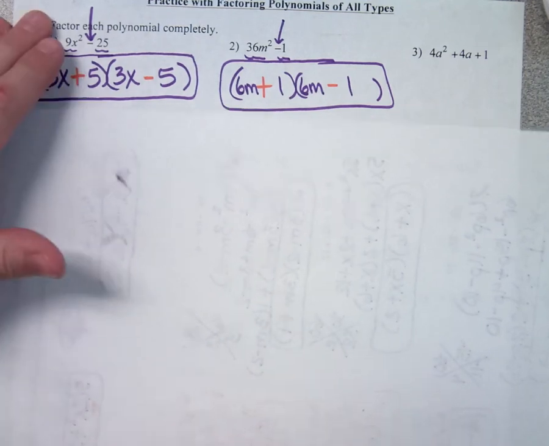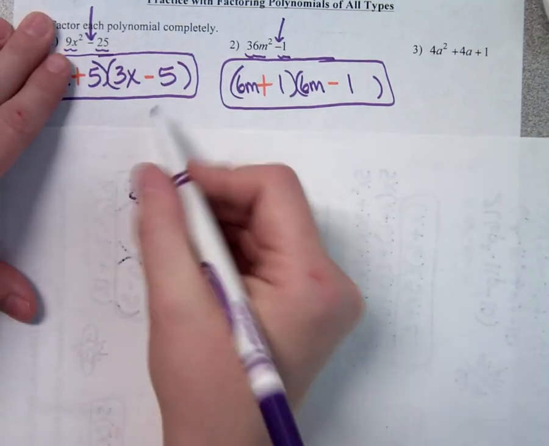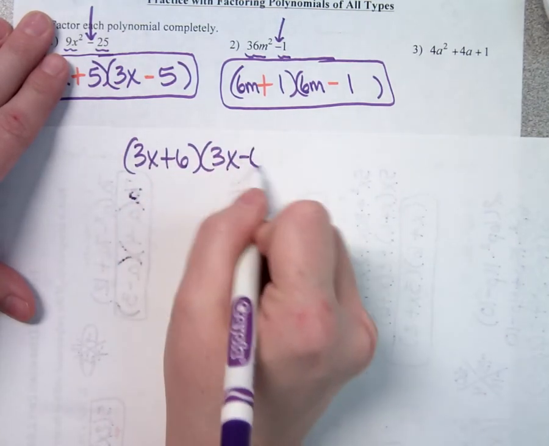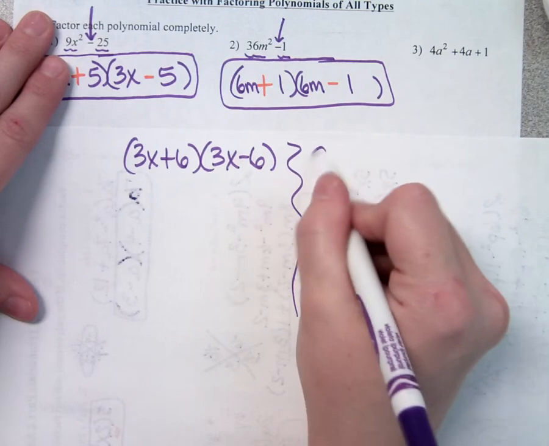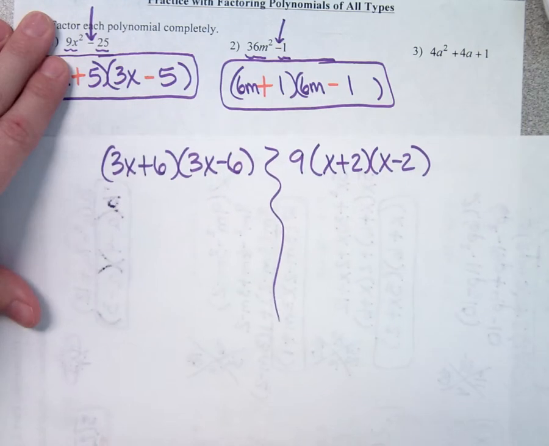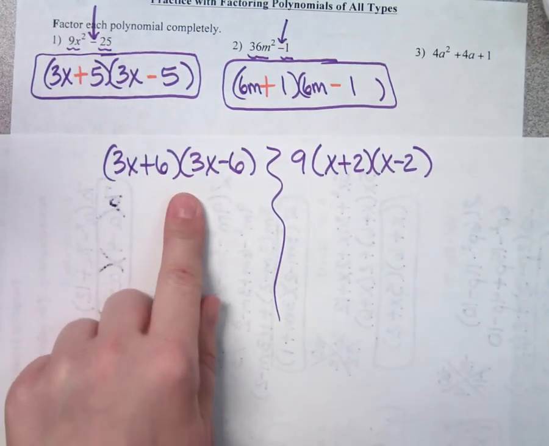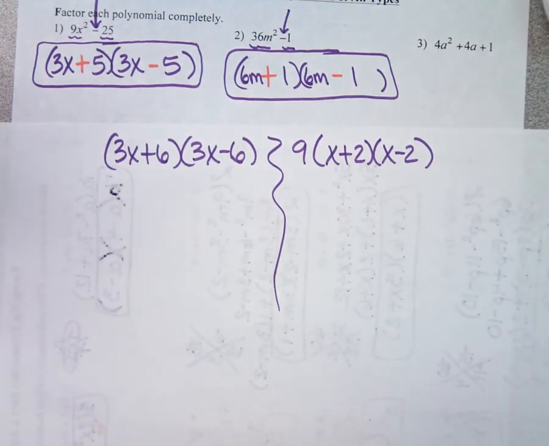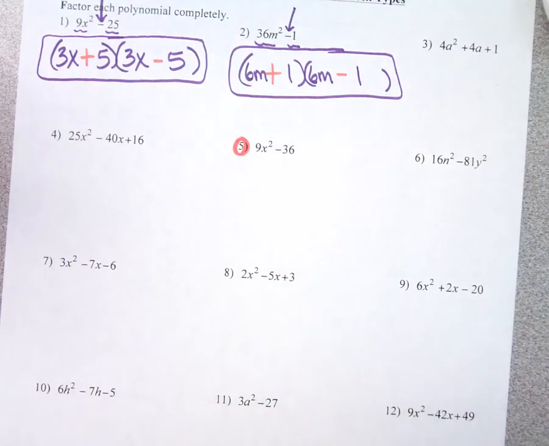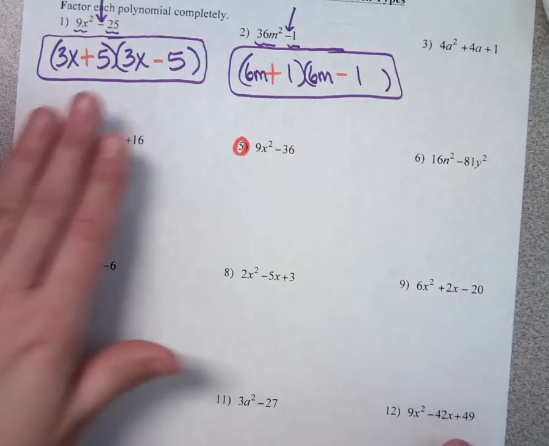So, this is what I'm expecting to see from a lot of you. And some of you might have this. How many of you have the one on the left? How many of you have the one on the right? Do you know which one you should have? The one on the right. Now, I'm going to show you how you can get from the left to the right.